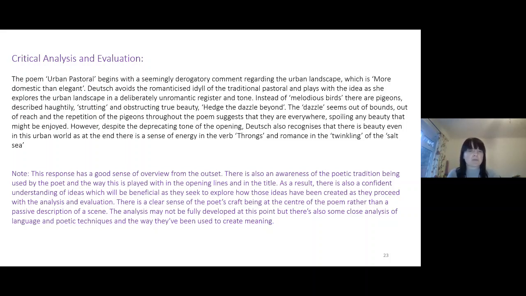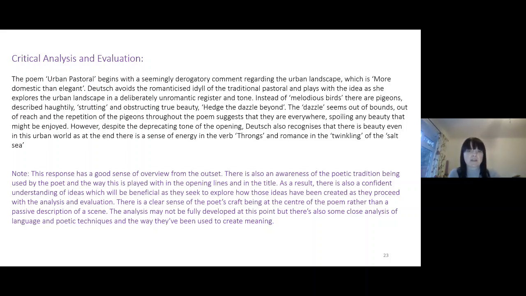Most definitely what we've got here is a clear sense of the poet's craft being at the centre of the poem. So the poet's craft is, what are they trying to do? What is she trying to achieve is what we need to be considering, rather than just a passive description of a scene, which is what we saw in that first response, that passive description.